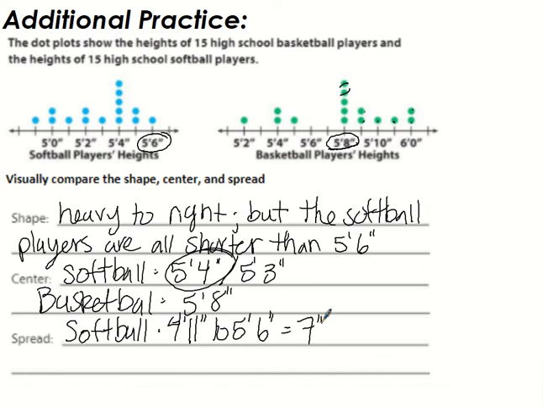Okay, so let's do basketball players. I'll do better on this one, I promise. So this is 5'2" to 6 foot. So that's 1, 2, 3, 4, 5, 6, 7, 8, 9, 10 inches. So the basketball players are more spread out, right?